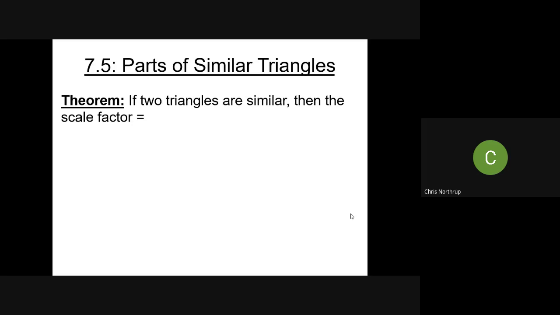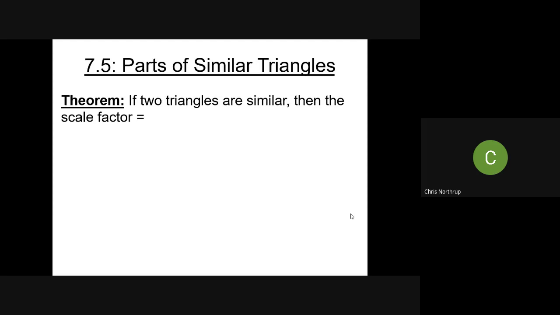All right, in this video, we're going to explore a couple other properties of similar triangles. We've already seen how they have congruent angles and all of their side lengths are proportional. So in this section, we take a look at a whole bunch of other parts of those similar triangles that are also proportional. So that scale factor, we said that's the ratio of corresponding side lengths.